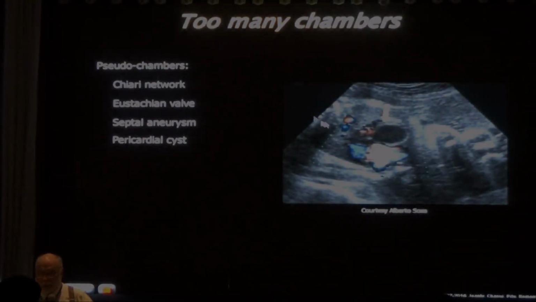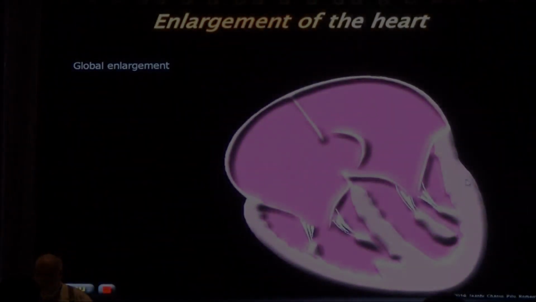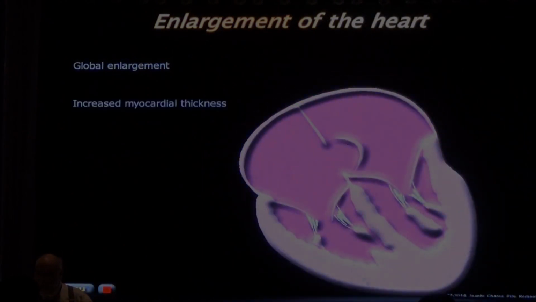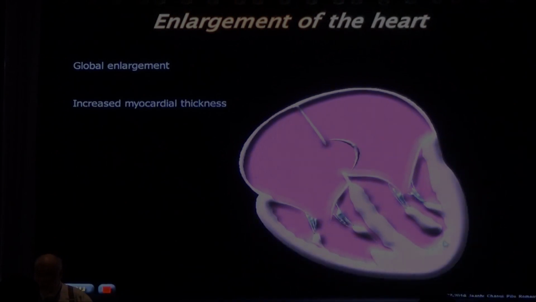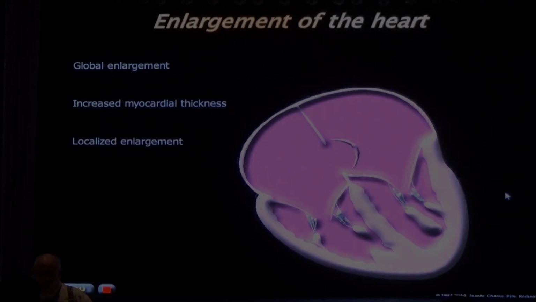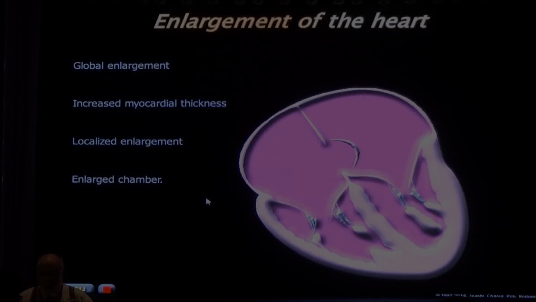Sometimes you may have too many chambers, and all these membranes that I showed you can be confused for a chamber. Sometimes you can also have a pericardial cyst. Pericardial cysts are usually at the base of the heart. Now you can also have enlargement of the heart. Here we have a global enlargement, but you may also have an enlargement just of the myocardium. This is increased myocardial thickness, or you can have a bump coming out of the heart, and this is very typical of the cardiac rhabdomyoma, or you can have a cardiac chamber which is enlarged, and typically it's the right atrium that enlarges when you see that.